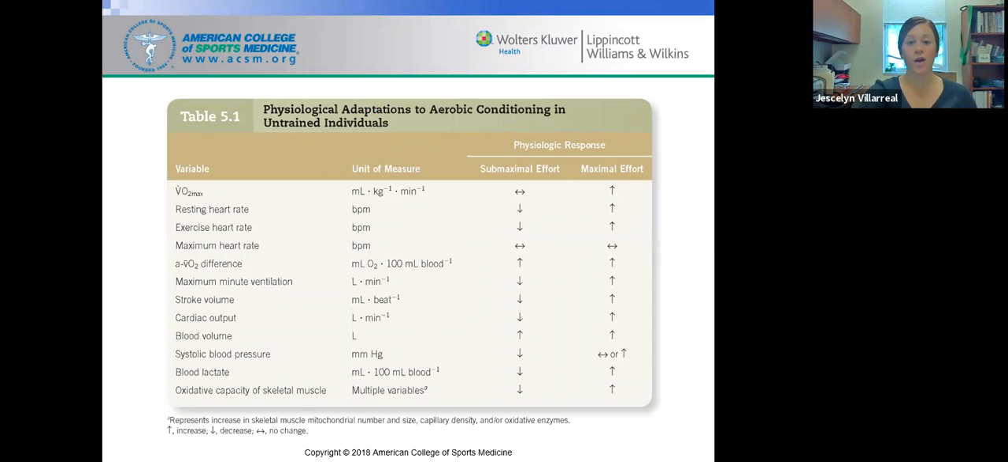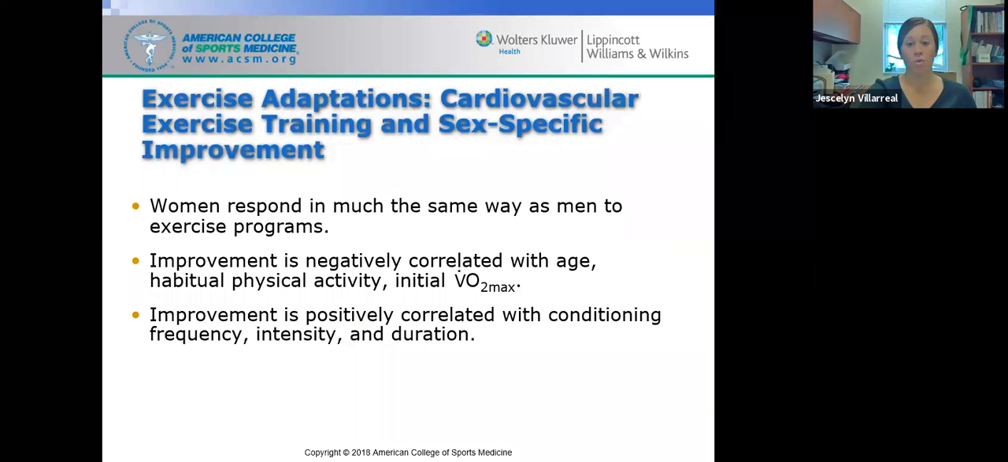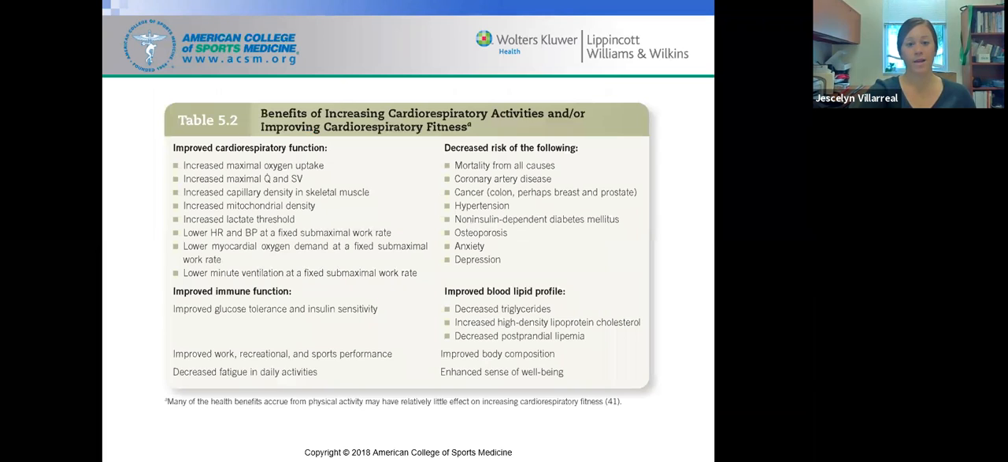On table 5.1, you can see the physiological adaptations to aerobic conditioning in untrained people. Understand what changes happen. Women respond the same way as men, much the same, okay? So improvement is negatively correlated with age, habitual physical activity, and initial VO2 max. Improvements positively correlated with conditioning frequency, intensity, and duration. 5.2 for you to read, benefits of increasing cardiorespiratory activities and/or improving cardio fitness.